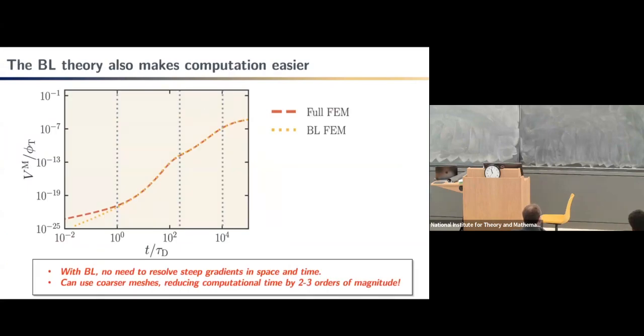And for the aficionados, the nice thing about the boundary layer theory is that it also makes the computation much, much easier. With the boundary layer theory, we no longer need to resolve these steep gradients in space and time. We can use much coarser meshes, reducing computational times by almost 2 to 3 orders of magnitude in these cases. And you can see that outside of this early time, the boundary layer theory and the full nonlinear finite element completely sit on top of each other over several orders of magnitude.